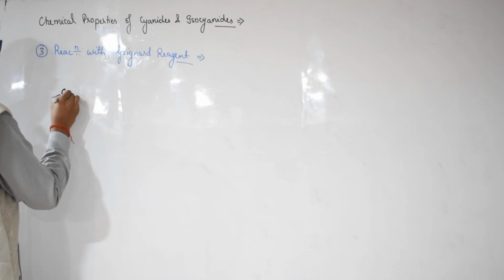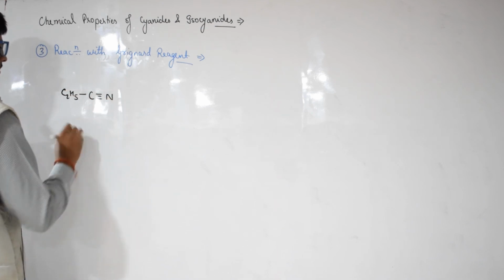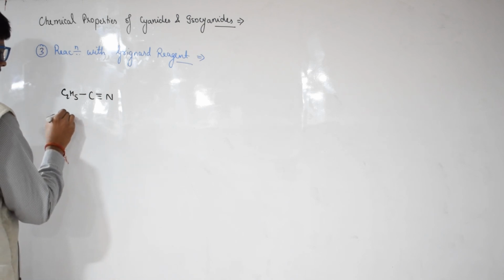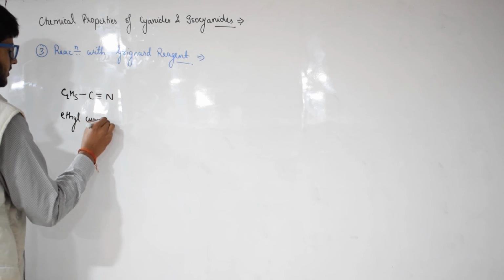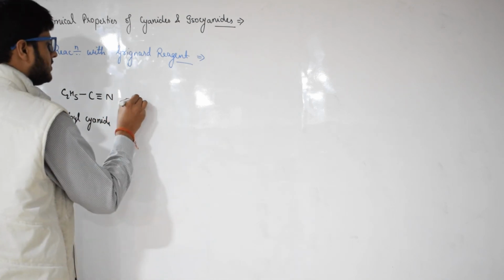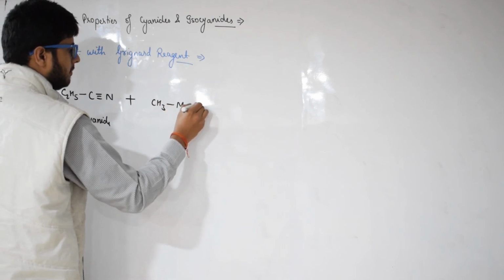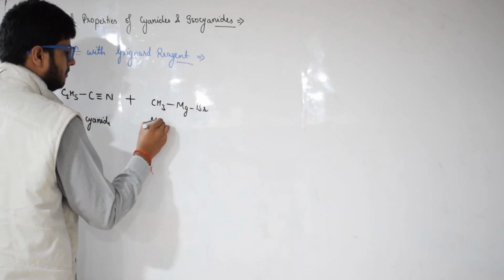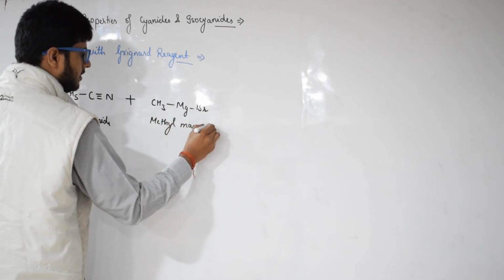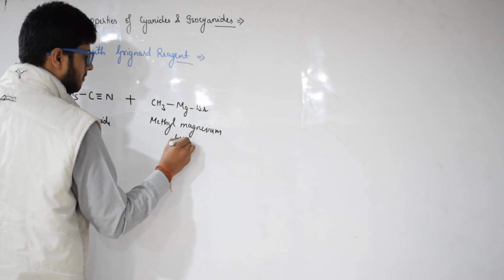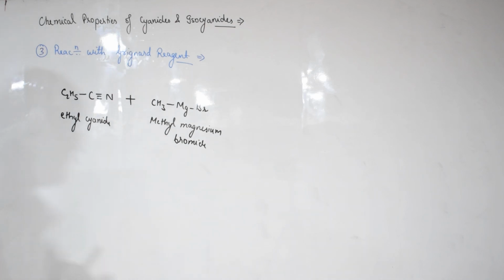Let us take the example of C2H5CN. This is called ethyl cyanide. When it is treated with Grignard reagent, let the Grignard reagent be CH3MgBr. It is called methyl magnesium bromide. When it is treated with CH3MgBr, what will happen?